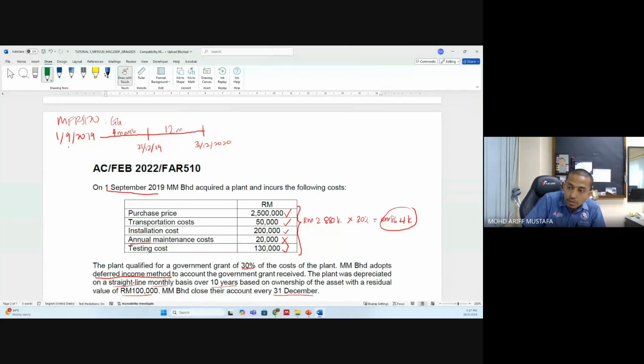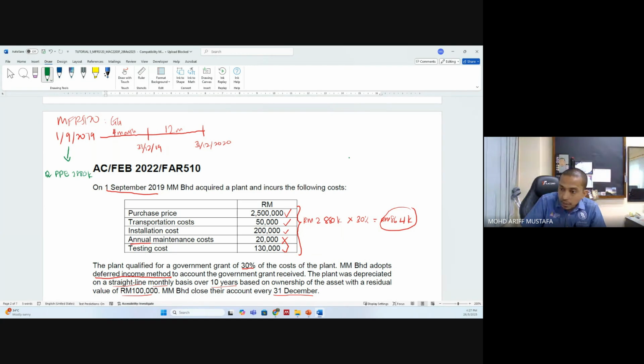So on 1st of September 2019, when you acquired a plant and received a grant of 30%, how do you record? Of course, the plant itself is PPE. So we are going to record a debit to PPE, or debit to plant, by the full value, which is 2,880,000. This one is normal, MFRS 116 normal. And then we receive a grant.